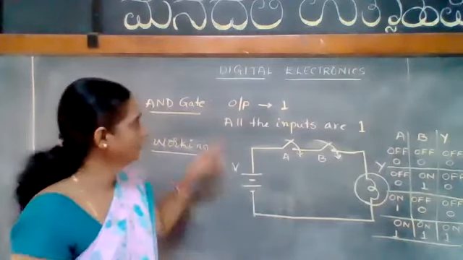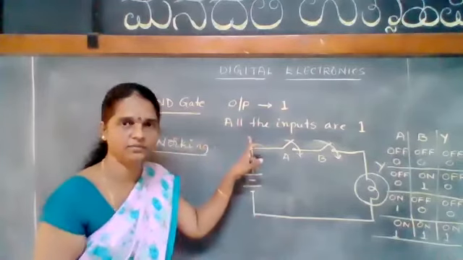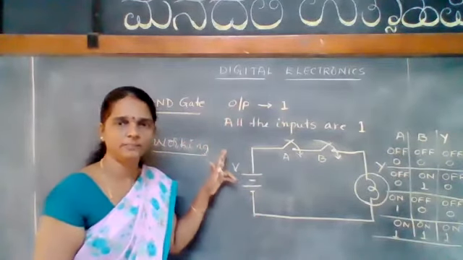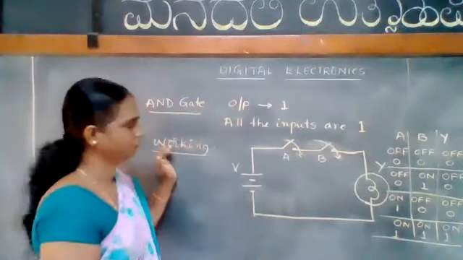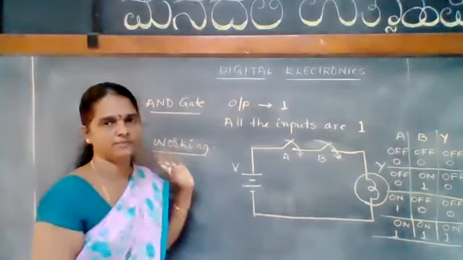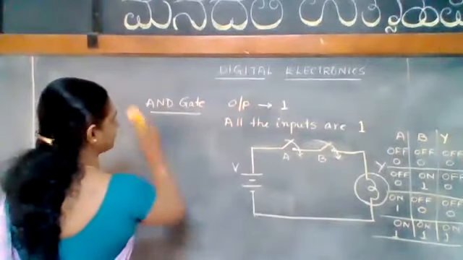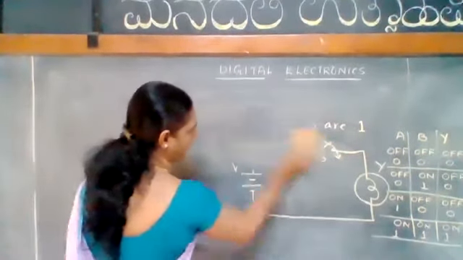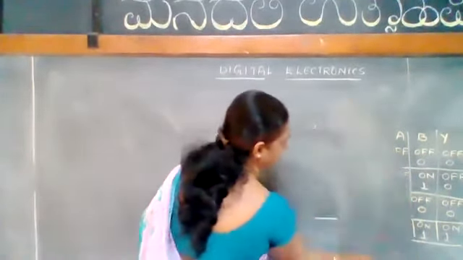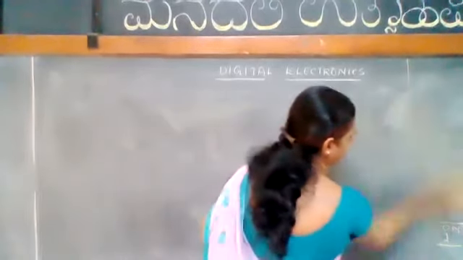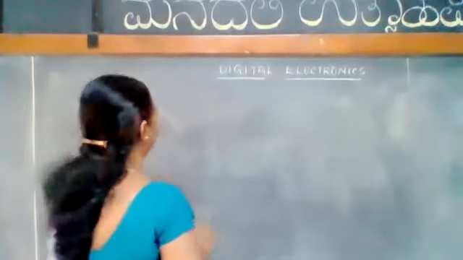So we have seen the definition of the AND gate, the symbol, truth table, Boolean expression, as well as the working of the AND gate. Next gate, OR gate.